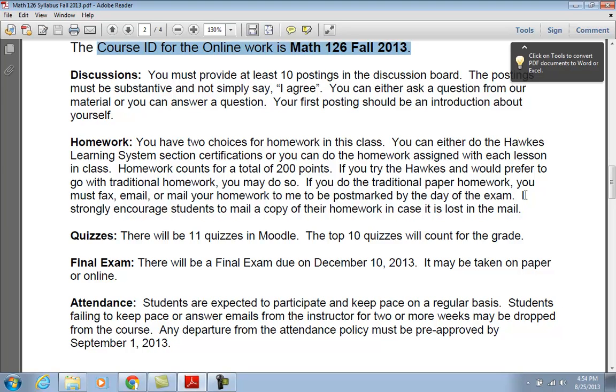Make sure you make a photocopy if you ever let the original go. I strongly encourage students to mail a copy of their homework. Okay, whatever, mail a copy. I would like the original of the exam. Make a photocopy of that for yourself.